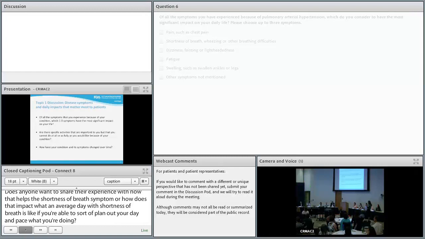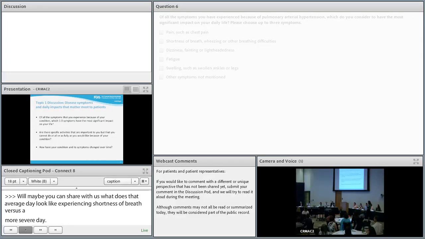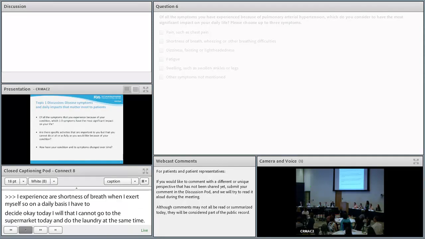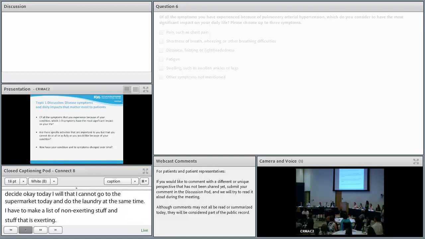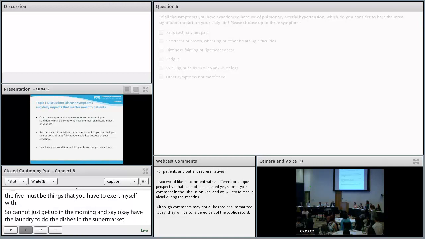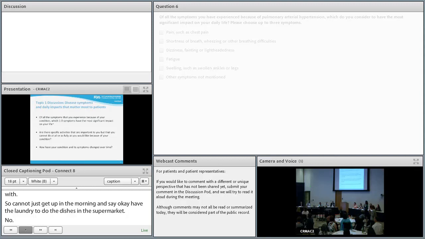I experience shortness of breath when I exert myself. So on a daily basis, I have to decide, okay, today I can't go to the supermarket and do the laundry at the same time. I have to make a list of non-exerting stuff and stuff that is exerting. I make a conscious decision: today I will do these 5 things, and only 2 of the 5 can be things I have to exert myself with. I can't just get up in the morning and say, I have the laundry to do, the dishes to do, and I have to go to the supermarket. No. Today I'm going to do the laundry. Supermarket has to wait till tomorrow, even if there's no food in the house. Thank you.